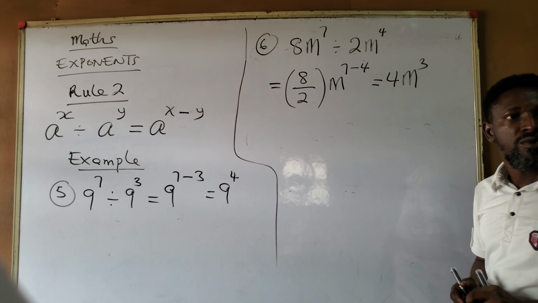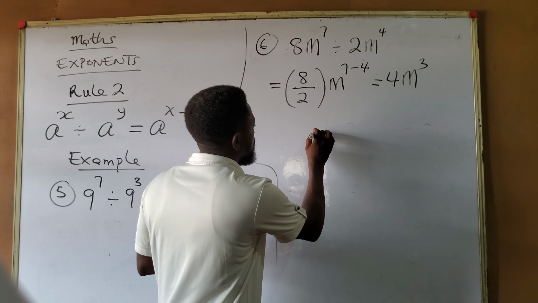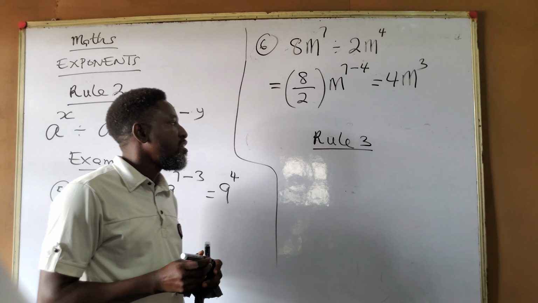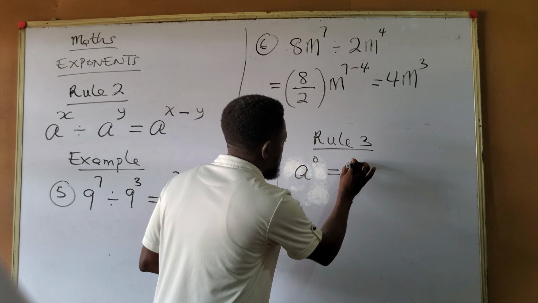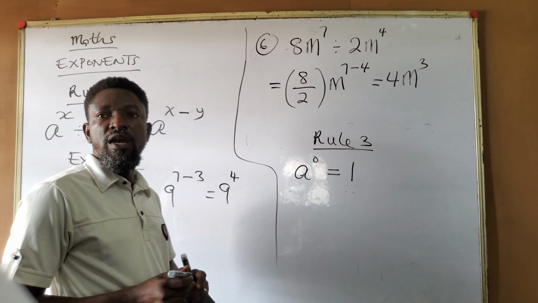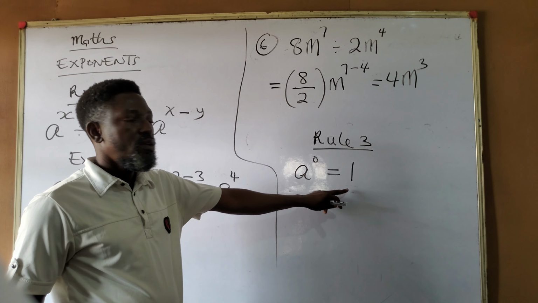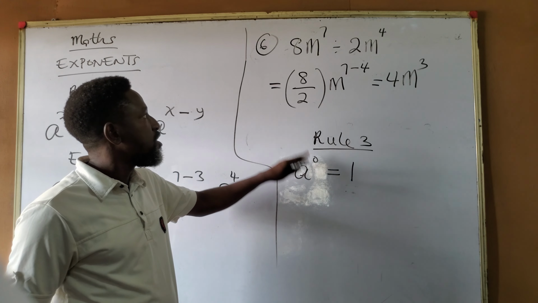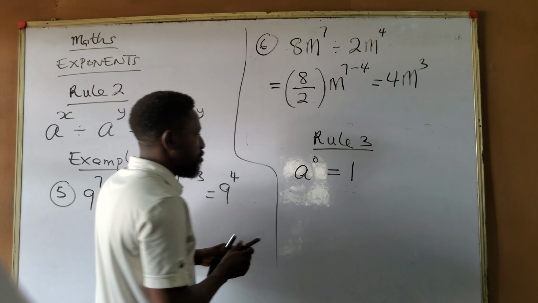There's yet another rule, the third rule of exponents, rule 3. Rule 3 says anything raised to the power 0 is equal to 1. Any number raised to the power 0 is equal to 1. It doesn't matter the number. Once it's raised to the power 0, the final answer must be 1. This rule 3 is actually obtained from rule 2. Let me show you how it's obtained from rule 2.